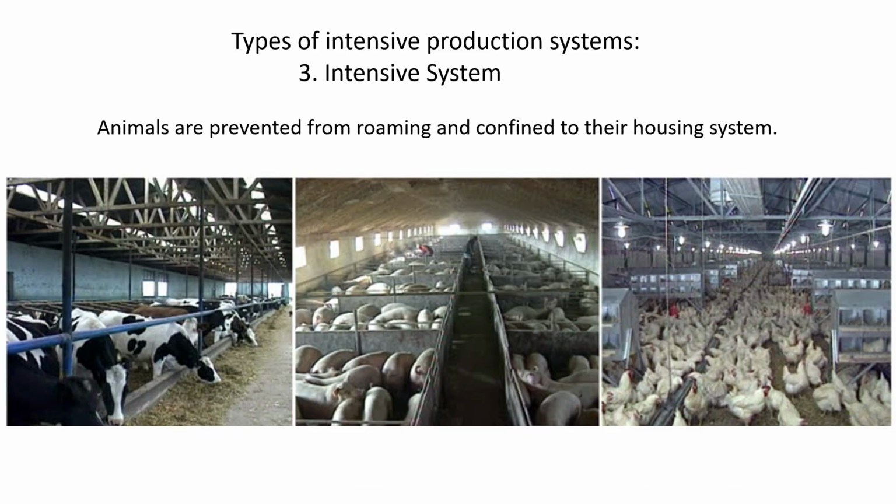And the third type is the intensive system. This is usually what we think about when we think about intensive. On one side we see some cows, in the middle we see pigs and pig cubicles, and the last one is chickens. In this case, animals are prevented from roaming around. Usually they don't see the outside. We can see in the pictures that there is some natural lighting coming inside, but they don't go roam outside. They are just confined to their housing system, and that's where they stay forever. So this is your extremely intensive system, I want to say. They're permanently in a housing area.